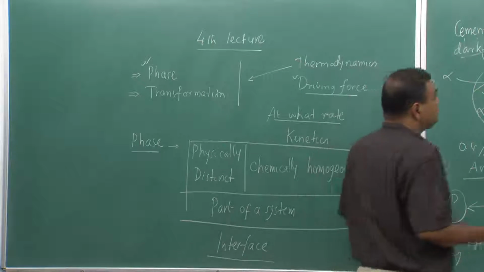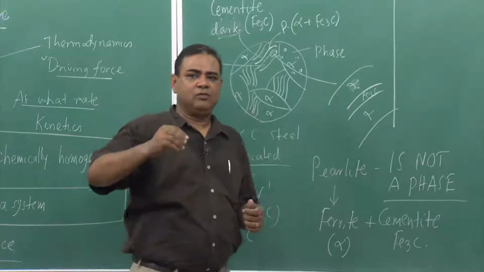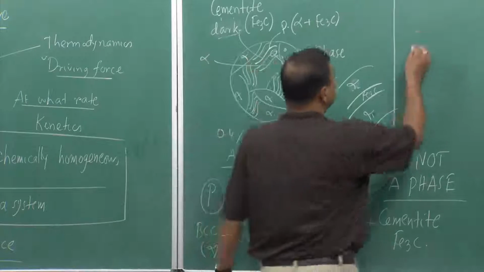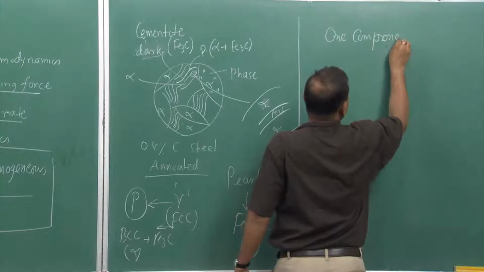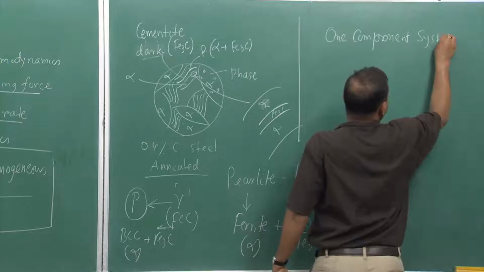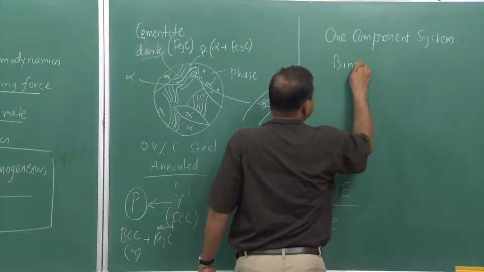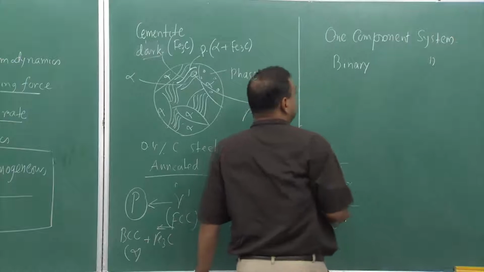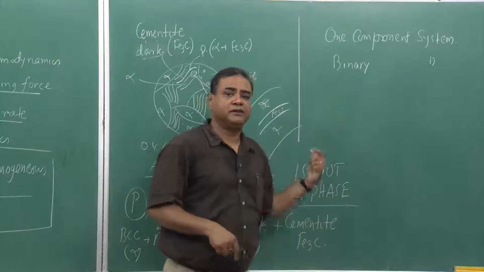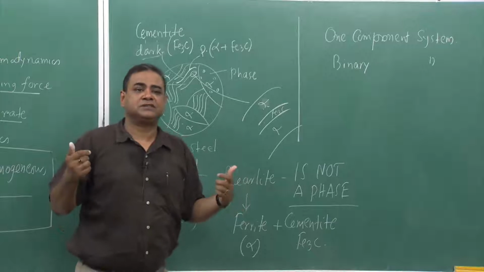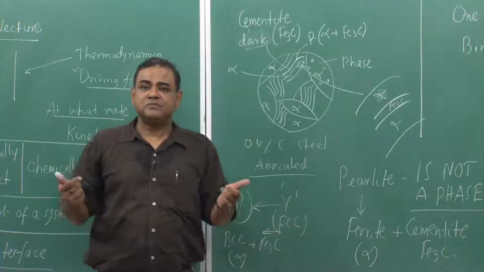Now, in order to simplify those complications, we can go one step at a time. For example, initially we will consider a one component system, and then finally we will go to a binary system. Later on we would see that if there are two components, we call it a binary. If we have more than two components, we call it ternary if it is three components. Then as we increase the number of components, things become complicated.